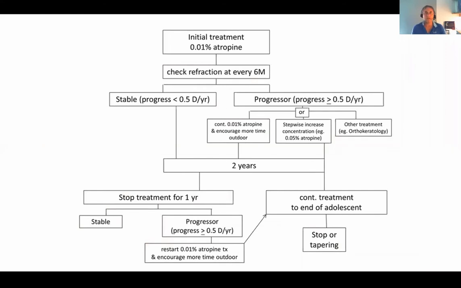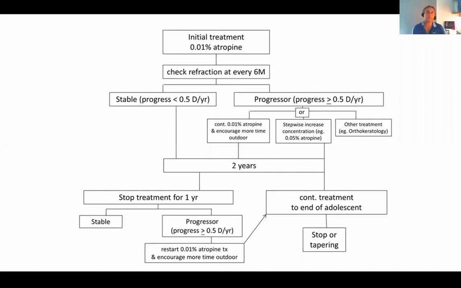And this is the idea, because no one wants to have the child on atropine all the time long. So they start with 0.01, and you check the refraction every 6 months. I would say add the axial length there. If it's less than half diopter per year, well, indeed, if we have a child with less than half diopter per year, maybe you don't need to use atropine. But if it's progressing more than half diopter per year, then you need to change. After 6 months, maybe you need to change to a higher dose, for example, 0.05, or here in the graph it says to use another treatment.